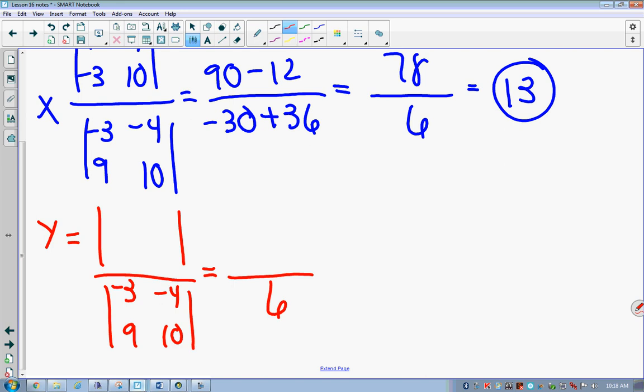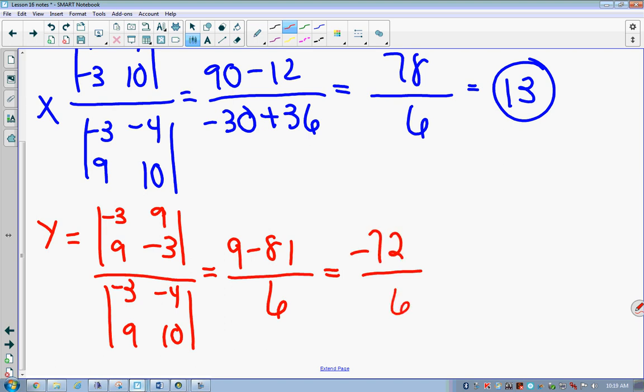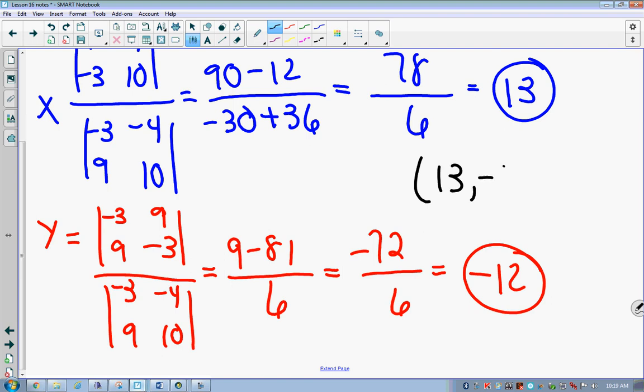So up here, all right, we're going to use negative 3 and 9. I'm bringing the x's and I'm putting them back, but now I'm using my solutions for my y. So 9 and negative 3. Well, negative 3 times negative 3 is 9. 9 minus 81, right? Okay, 9 minus 81 should be like negative 72. Negative 72 divided by 6 is negative 12, right? So my coordinates for my solution are 13, negative 12.